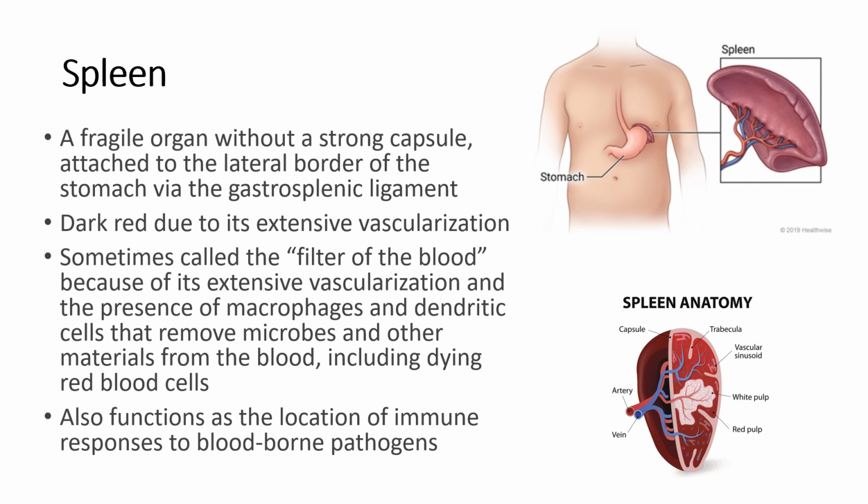again, sometimes called the filter of the blood because of its extensive vascularization and the presence of macrophages, which are professional phagocytosers, right? They eat the bad stuff, and dendritic cells that remove microbes and other materials from the blood, including dying red blood cells that need to be filtered out. Also, the spleen functions as the location of immune response to blood-borne pathogens.